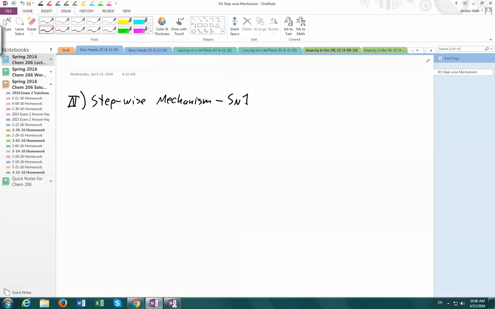SN1. By the way, finally got new batteries in my pointer here. So happy about that. Okay. Not that you really care that much.